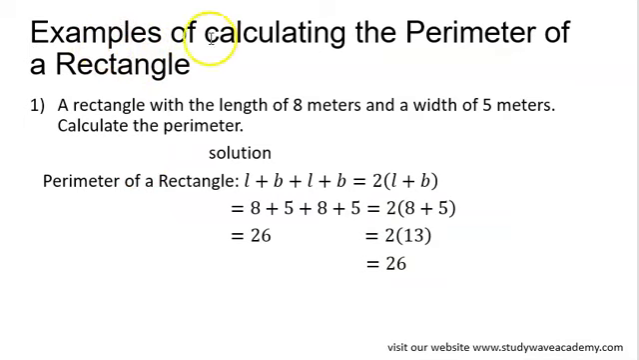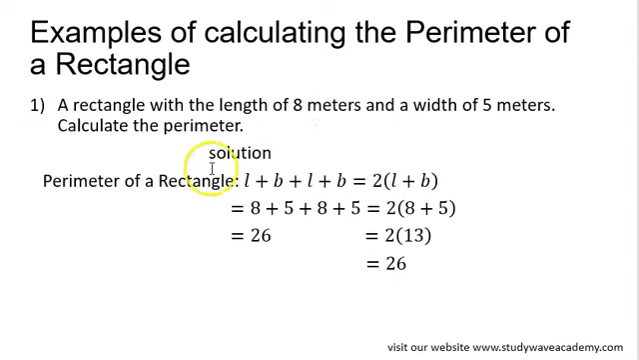Example 1, we have here calculating the perimeter of a rectangle. We are first of all going to be focusing on the rectangle, how to calculate the perimeter of a rectangle. The question says a rectangle with the length of 8 meters and the width of 5 meters, calculate the perimeter. Remember, we said the perimeter is like tracing the outer boundary of a flat shape, to know the distance around it.